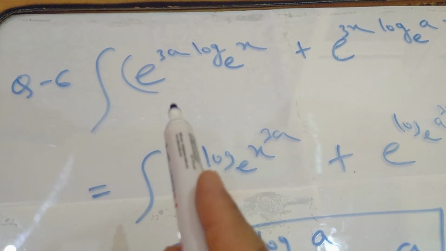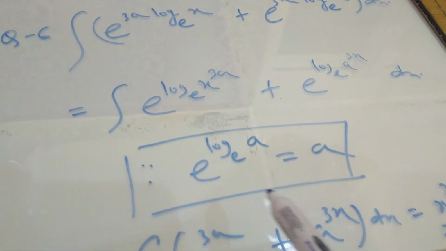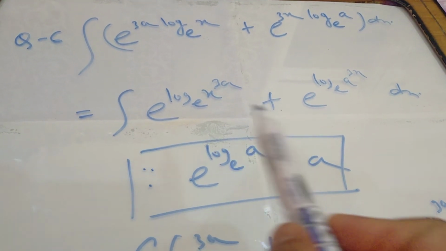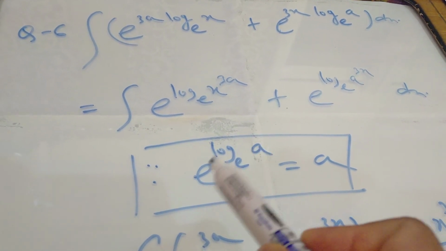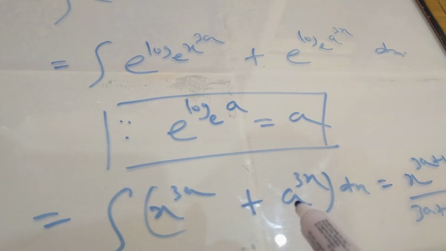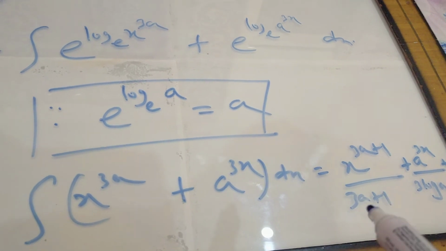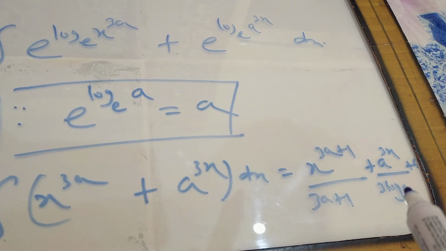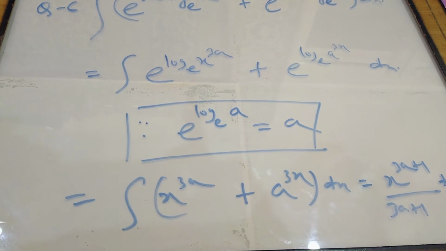Now the sixth question, e raised to the power 3a, this part. Here you see I use this formula of log for simplification of this part. So here we are going to get x raised to the power 3a plus a raised to the power 3x dx. This integration we can write as x raised to the power 3a plus 1 upon 3a plus 1. Integration of this part is a raised to the power 3x upon 3 log a plus c. So this is the answer of this sixth question.